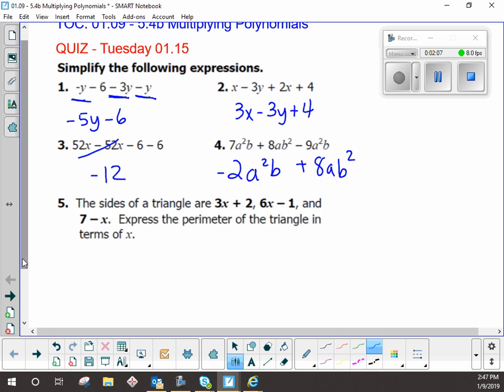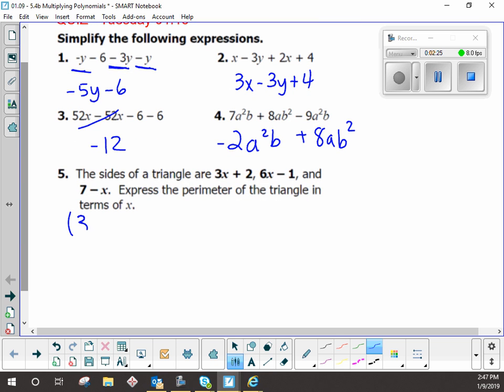Right? And so then this last one was a geometry concept. The sides of a triangle are 3x plus 2, 6x minus 1, and 7 minus x. Express the perimeter of the triangle. When we're doing perimeter, what are we doing with all 3 sides? Which math operation? We're adding, right? So we take all 3 of those sides, and we add them.